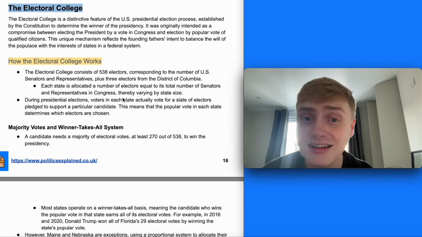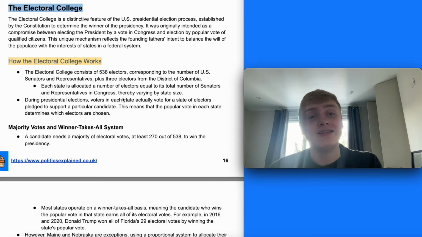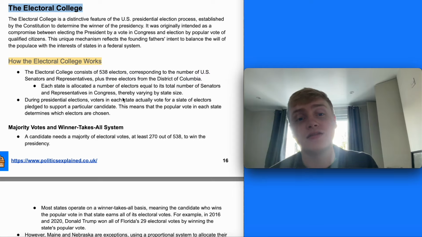It was originally intended as a compromise between electing the president by a vote in Congress and election by a popular vote of qualified citizens. This unique mechanism reflects the Founding Fathers' intention to balance the will of the populace with the interests of states in a federal system, and this very crucially shows how it can be seen as, in some ways, undemocratic.